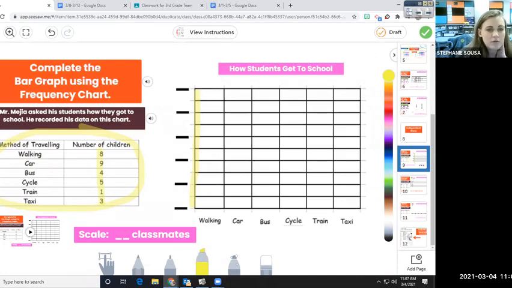I'm gonna give you a few moments to look at slide 9 with a breakout partner, and you are going to talk with your partner about which scale you think makes the most sense. So share your ideas. What number are you thinking about using as a scale? Go talk with your breakout room partner about what scale you're thinking about using for your frequency chart on 9, 10, and 11. Here you go.